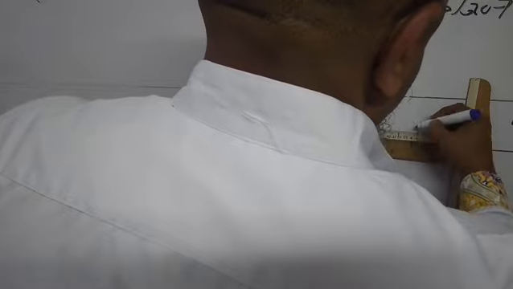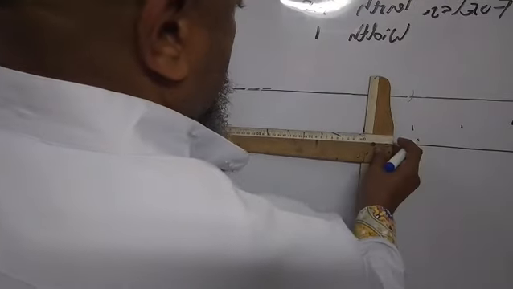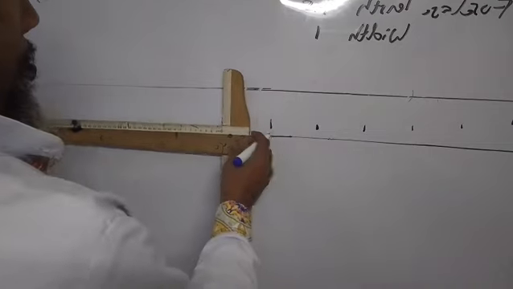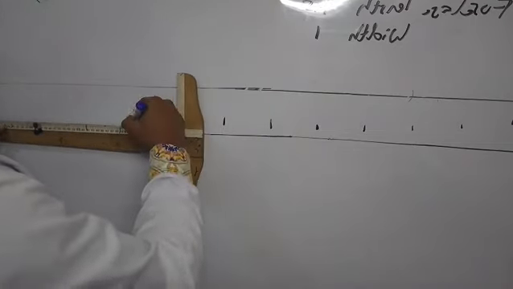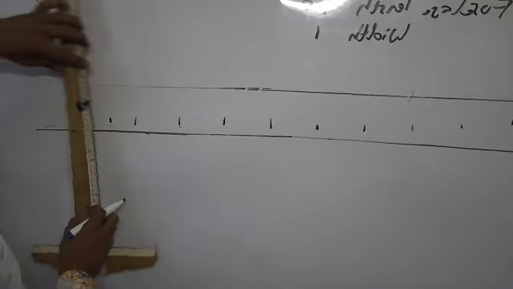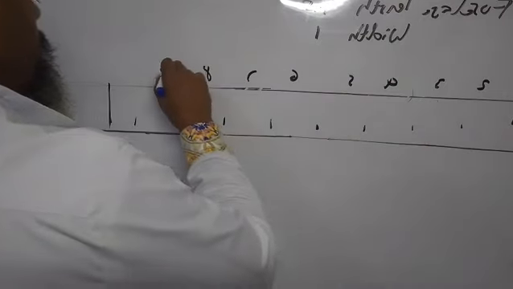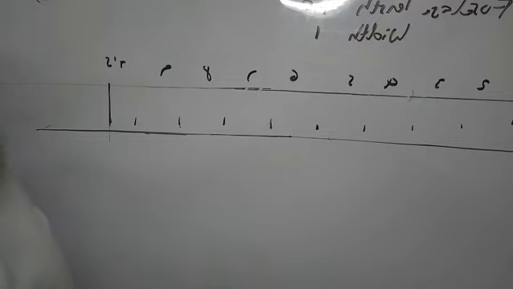Now with this width, I have to plot 9.5 times this width. So I come here and I mark 1, 2, 3, 4, 5, 6, 7, 8, 9. So 1, 2, 3, 4, 5, 6. So those are 9.5.